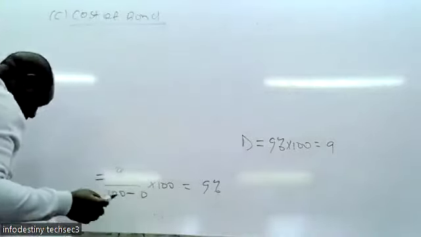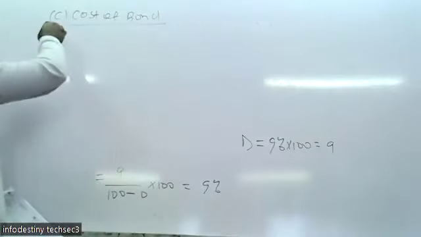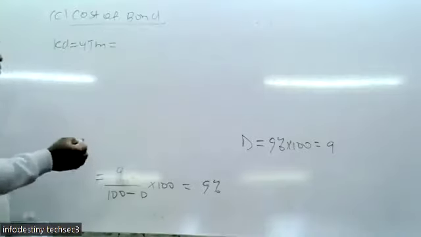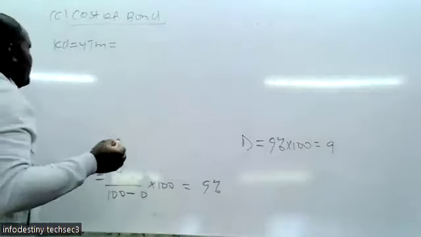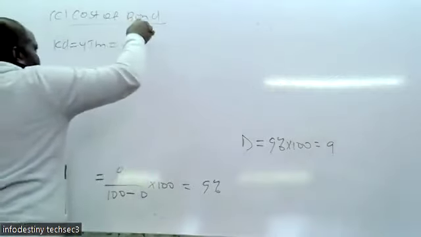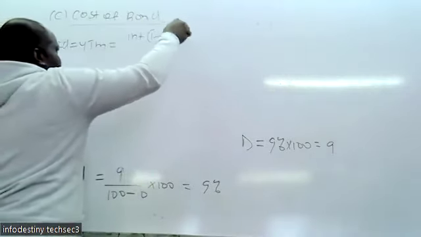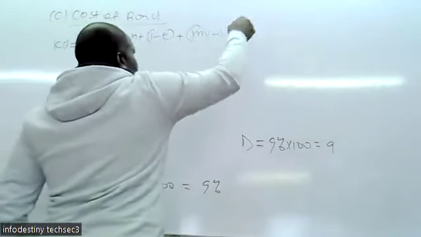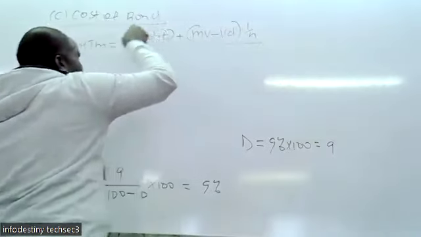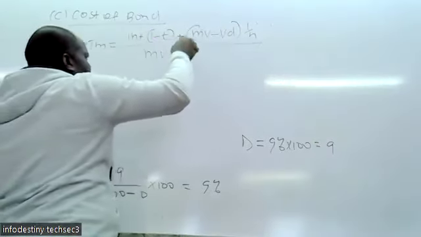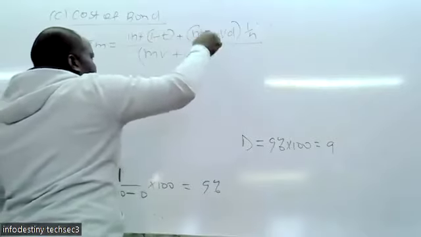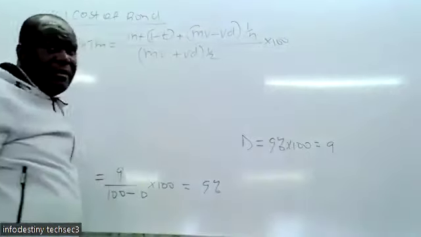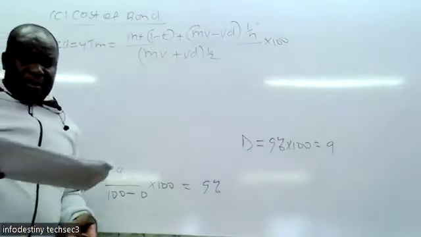So if it is redeemable, the cost of the bond is Kd, which is the same as the yield to maturity. It is given by interest times (1 minus the corporate tax), then we add the maturity value minus the current value, and divide by the maturity value plus the current value multiplied by 1/2. Then you express it as a percentage.